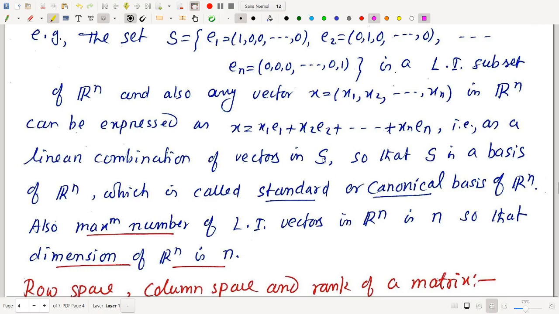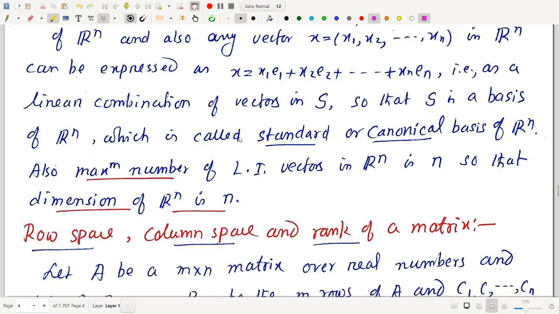This x is expressed so that S is a basis of R^n because it is linearly independent and it is a generating system. This is called the standard or canonical basis of R^n. Also, the maximum number of linearly independent vectors in R^n is n, so the dimension of R^n is n. This can be shown; we are not showing it here. The maximum number of linearly independent vectors in an n-dimensional vector space is n itself, and this n is the dimension.